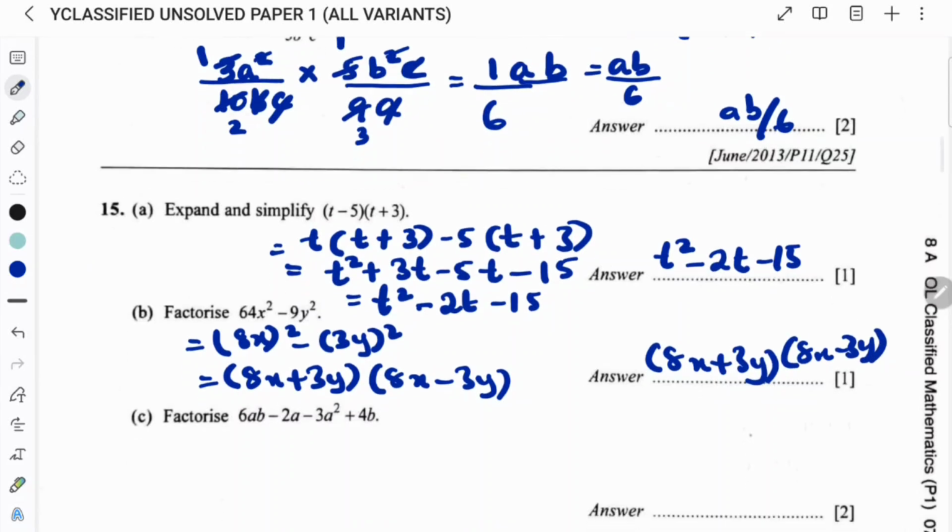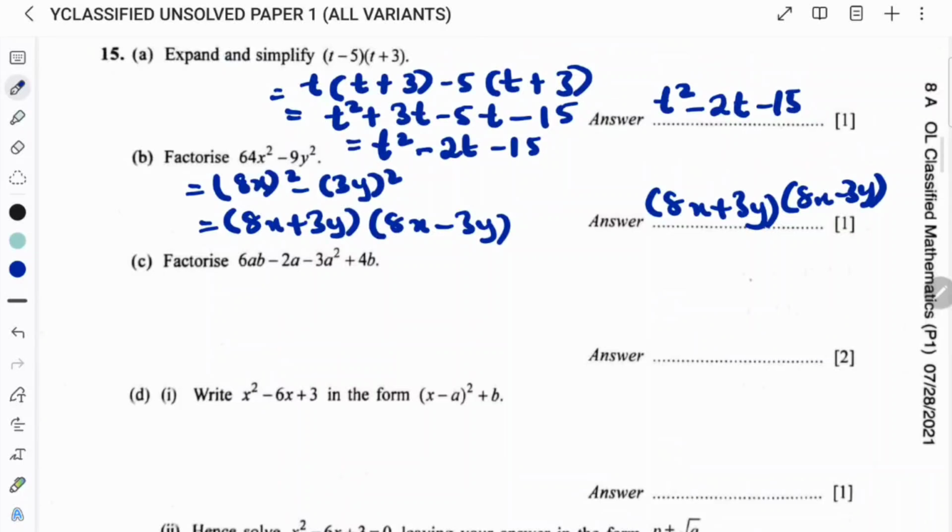The next part is factorize, part C. Factorize 6ab minus 2a minus 3a square plus 4b. So what do you do? You just take common. So 2a left, 2a is common. 2 3s is 6, 3b minus 1, and then minus sign as it is. I think we'll have to rearrange in this question, because if I'm going to take a common, then it is 3a minus 4b, which we cannot make. So we are going to rearrange in this question.